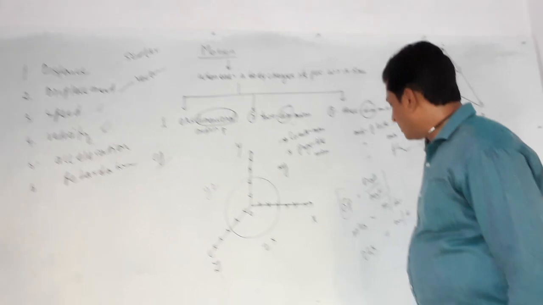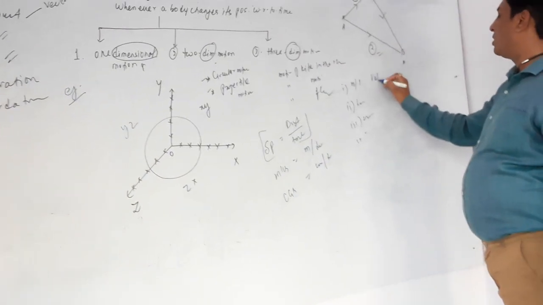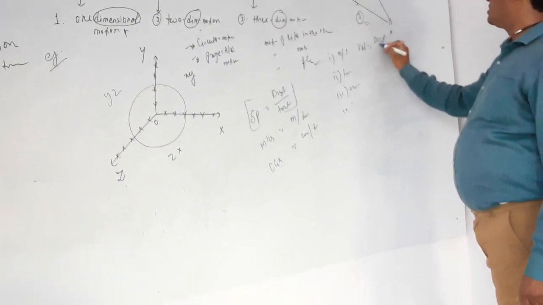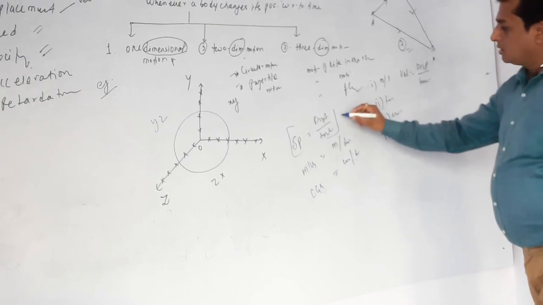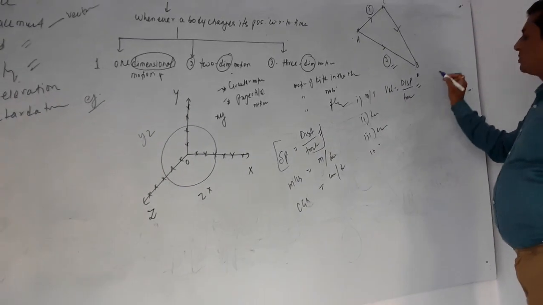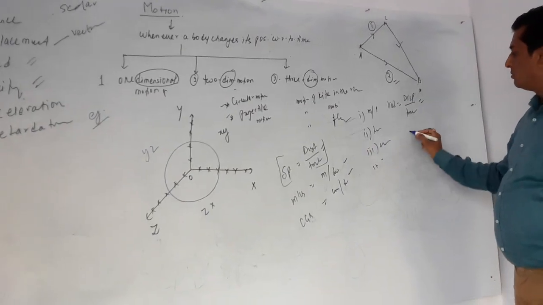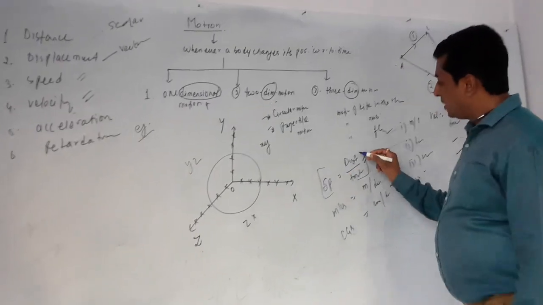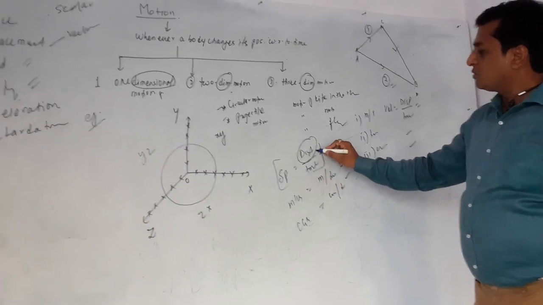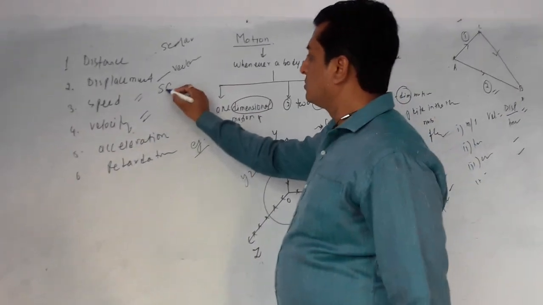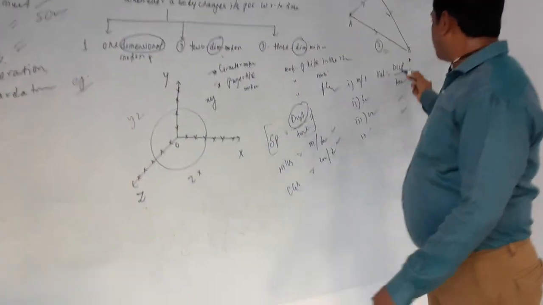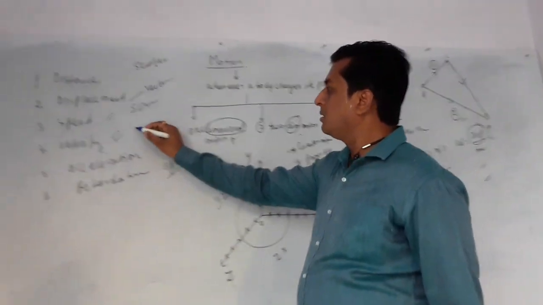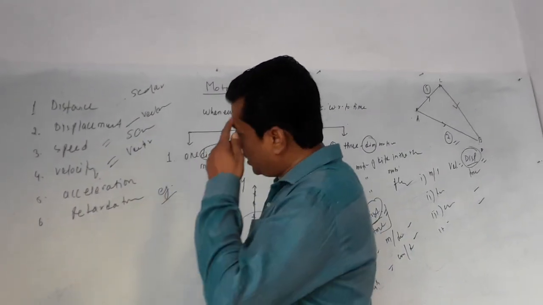Velocity. When you talk about velocity, velocity is displacement upon time. Remember this: speed is distance upon time, velocity is displacement upon time. So the unit of both is the same. What is the difference between speed and velocity? Speed is distance upon time, that is why speed is scalar. And velocity is displacement upon time, so velocity will be vector.